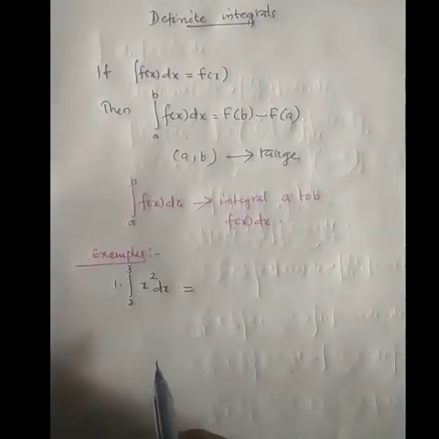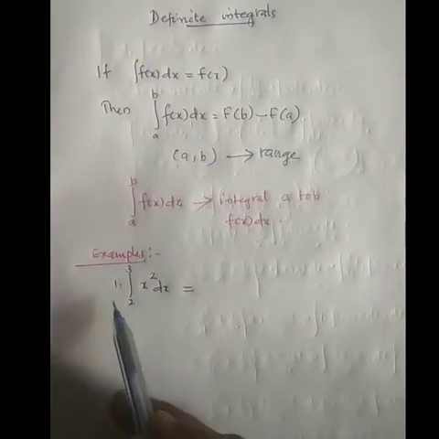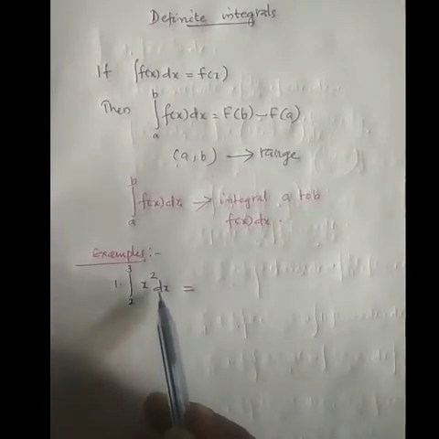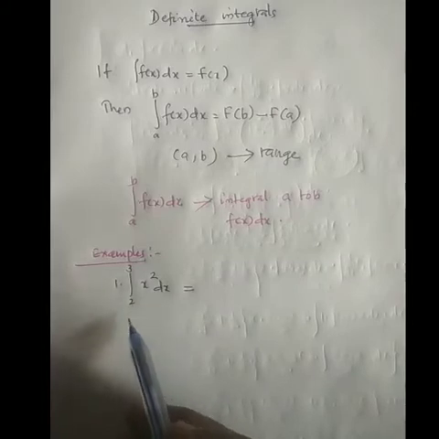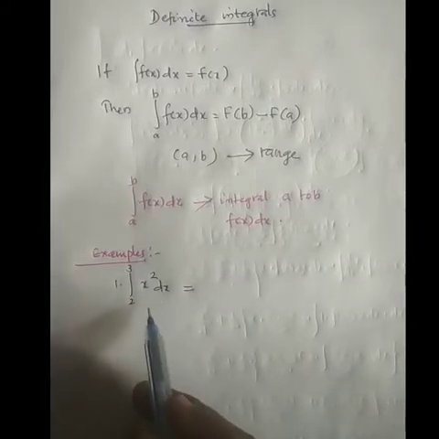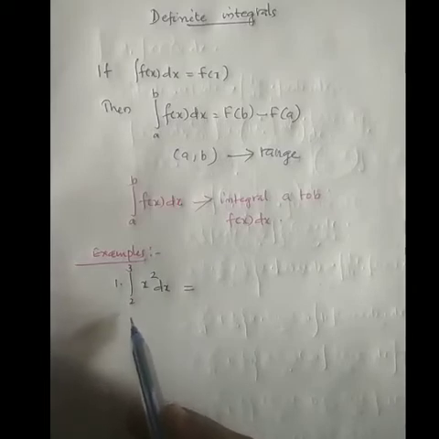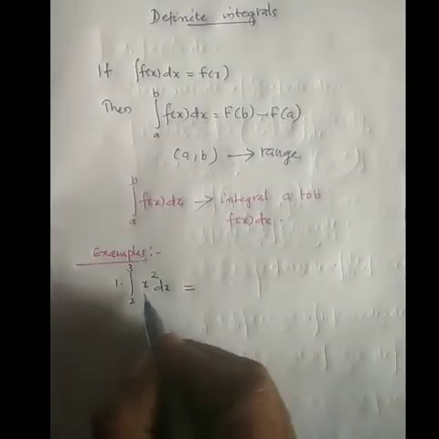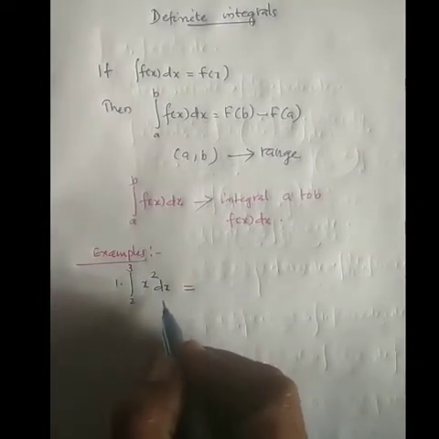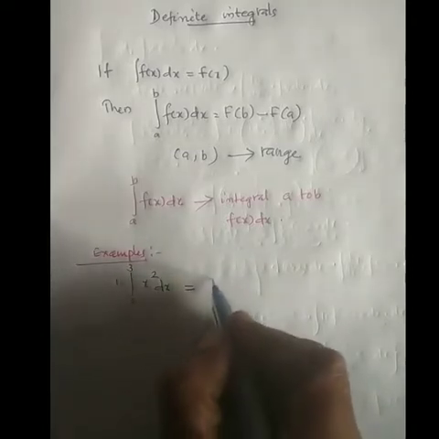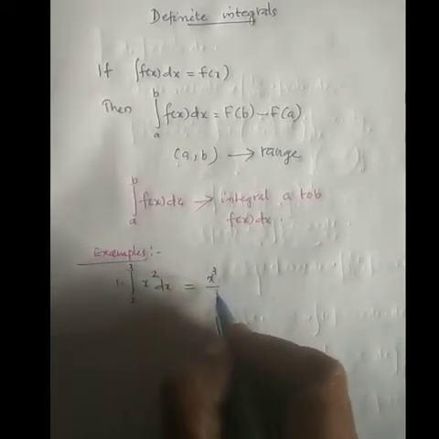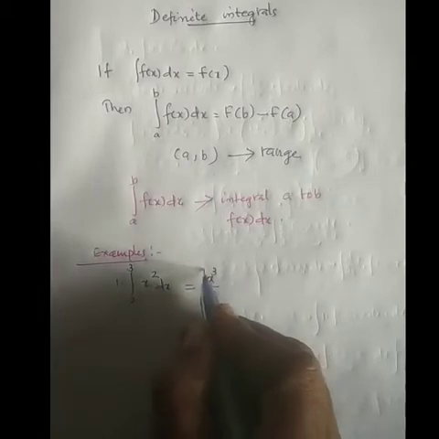See some examples. First one, integral 2 to 3 x square dx. For integrating this definite integral, first we integrate the function as usual. What is integral of x square dx? It is x cube by 3, and then we give the limits.